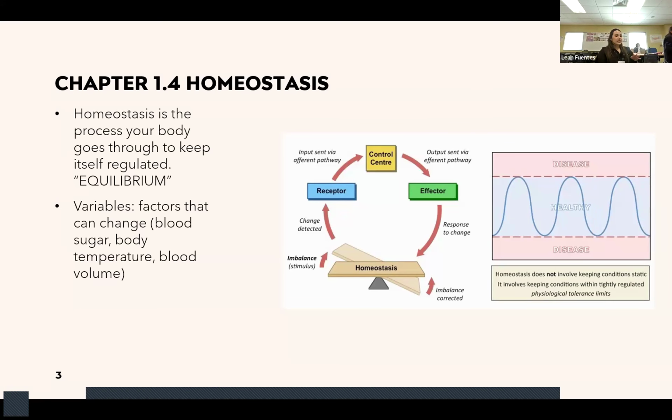So besides all of the directional terms or the language of anatomy stuff in chapter 1, the big thing to know and to remember for the rest of the semester is homeostasis. Homeostasis is the process your body goes through to keep itself regulated. You can think about this like a seesaw. You always kind of want to be in that middle part, because anything too low or too high can cause an imbalance in your body.